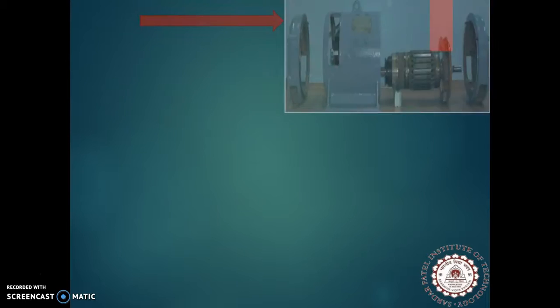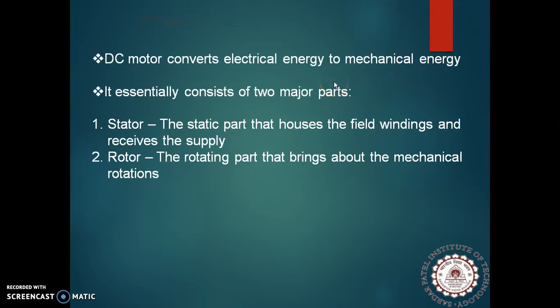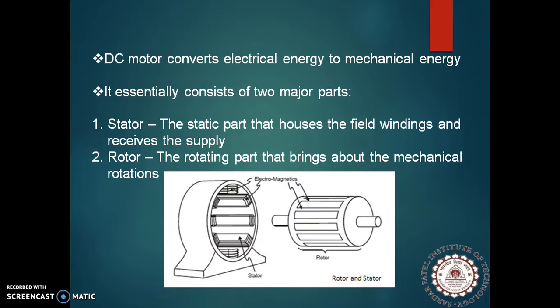Now let us take a detailed study of the different parts of the DC motor. What you can see here is an exploded view of the DC motor. As you know, a DC motor converts electrical energy to mechanical energy, and it essentially consists of two major parts: a stator, which is the static part that houses the field windings and receives the supply, and the rotor, the rotating part that brings about the mechanical rotations. As you can see here, this is the stator and this is the rotor.